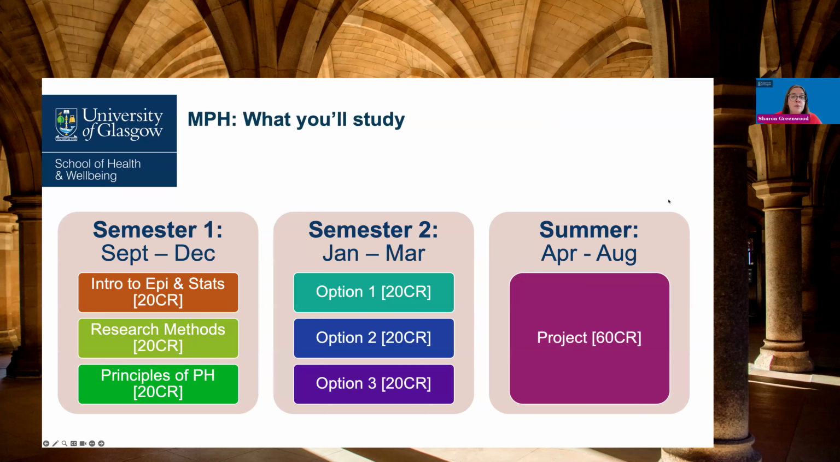So similar to what Julie had said in terms of the general structure, semester 1 for the Masters in Public Health is all core courses. So we do an Introduction to Epidemiology and Statistics, a Research Methods course, and Principles of Public Health, which is all happening in semester 1. In semester 2, if you're doing a standard MPH, you will have 3 optional courses to take. And then you will be doing your project, which is your student-led project over the summer.